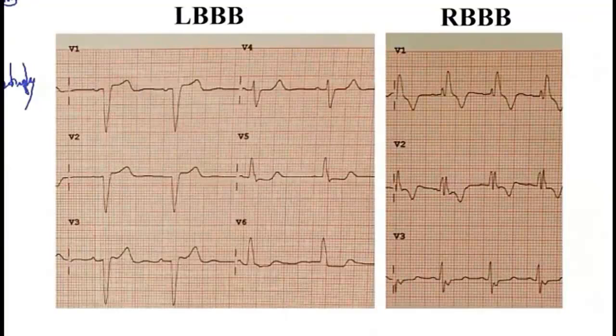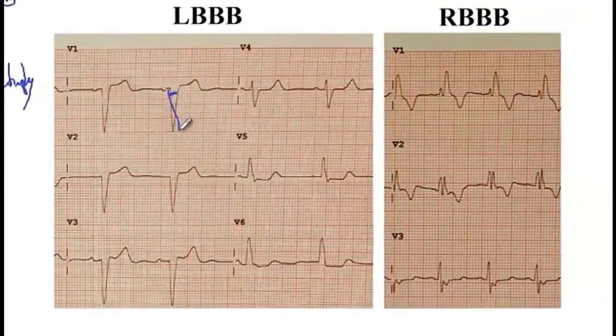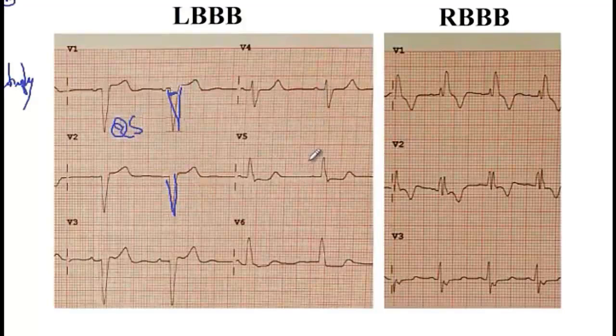So for the left bundle branch block, you have a QS complex in V1 and V2. So there is no R wave. We have just a QS complex in V1 and V2. And then in V5 and V6, we do not see any Q wave. You can see it comes and then goes up right away. So there's no Q wave in either one of them.